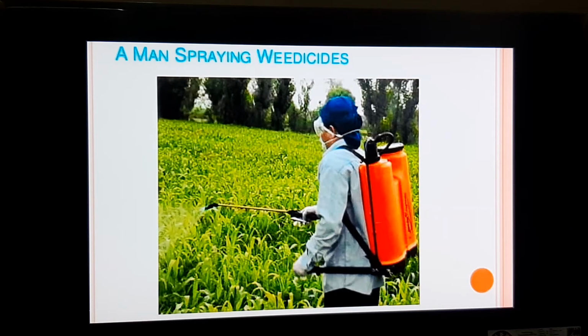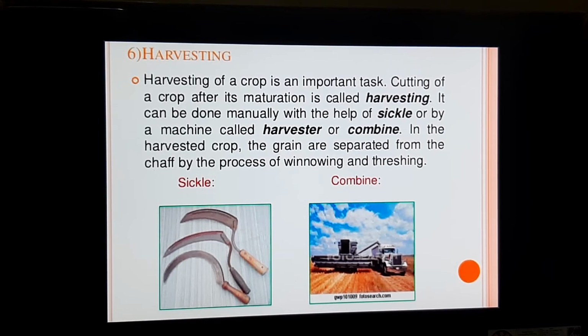So a weedicide is a type of chemical used to control weeds. You have seen an example in the previous slide, that is 2,4-D. The next agricultural activity after protection from weeds is harvesting. Harvesting of a crop is a very important task. Cutting of the crop after its maturation is called harvesting. When the crop becomes mature, it should be cut. That process is called harvesting.